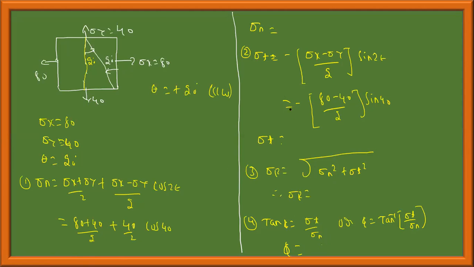Sigma n is 75.32 MPa. Sigma t is minus 12.8555 MPa. Sigma r. What about the others?